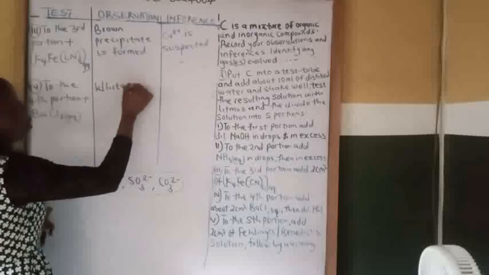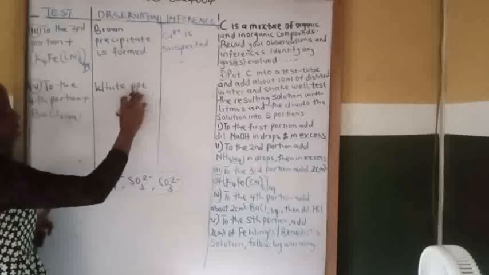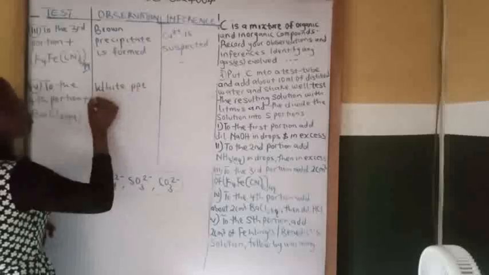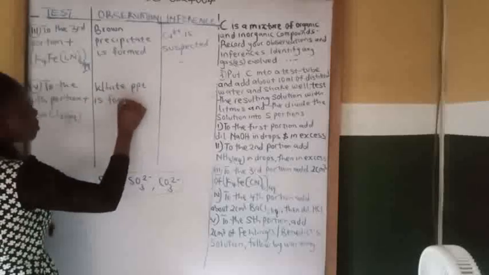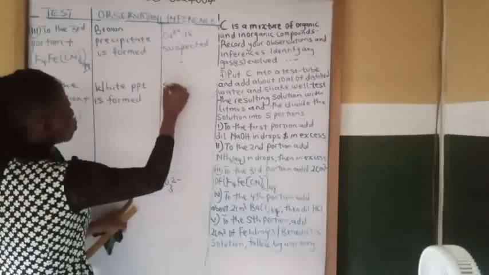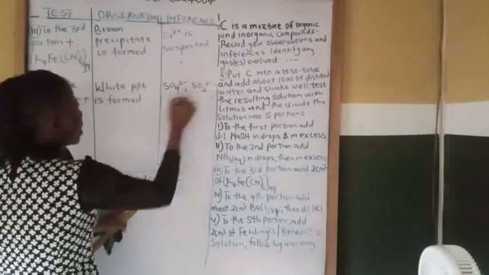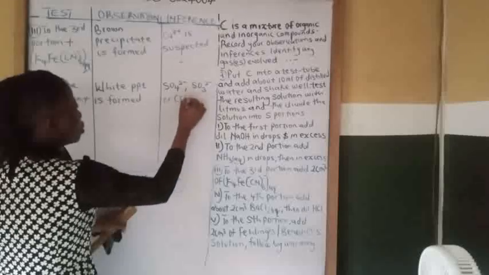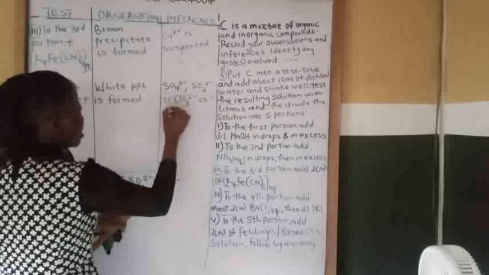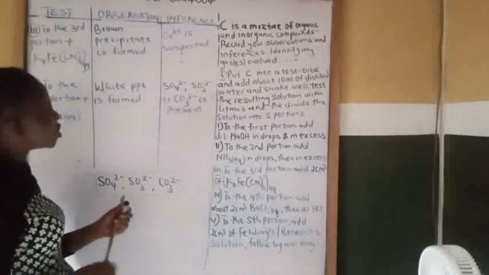White precipitate. Please don't write PPT in exam. PPT means precipitate. Write it fully. White precipitate is formed. So which anions are we testing for? They are SO4 2 minus, SO3 2 minus, or CO3 2 minus is present. Because we don't know the particular anion that is present on addition of barium chloride. So which one will now single out what we are looking for?